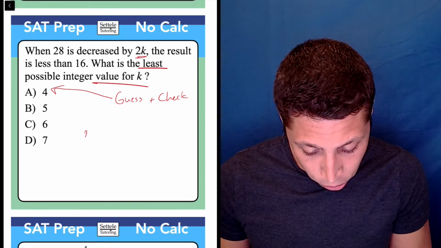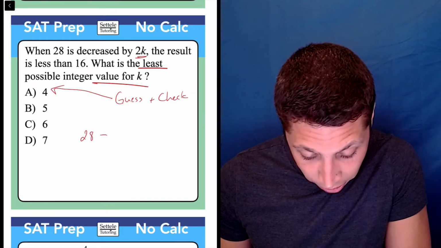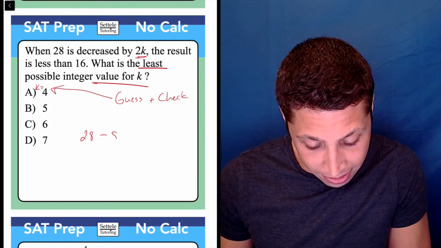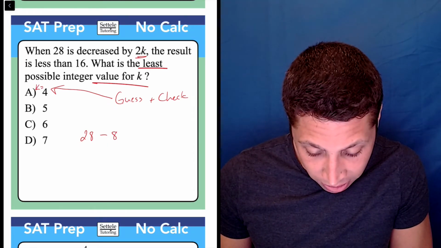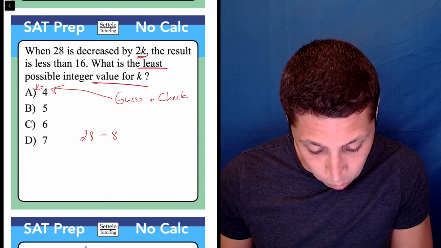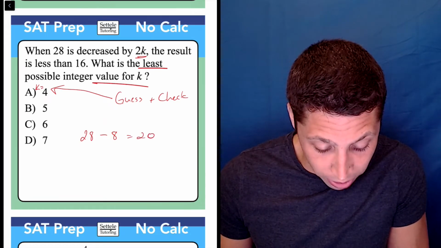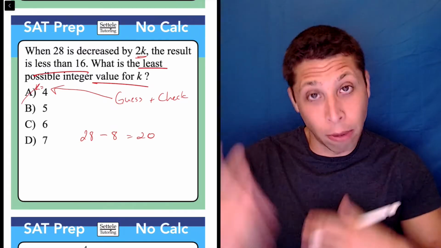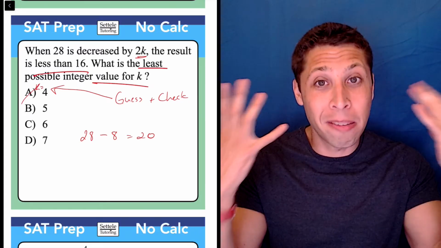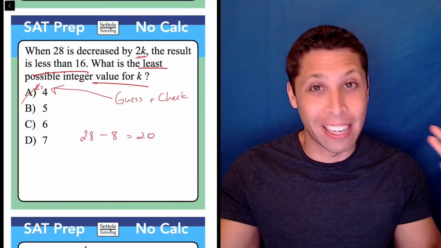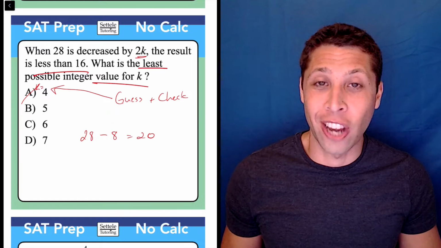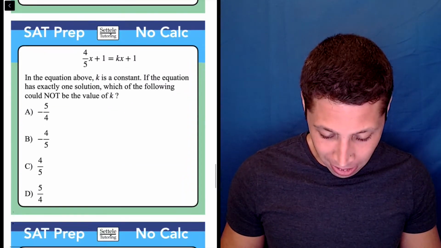Let's just see. When 28 is decreased by 2 times k, so if this is k, then 2 times k is 8, the result is less than 16. Okay, so 28 minus 8 is 20. That is not less than 16, so I would know that A is wrong. And I would just continue from there doing the same thing. But that to me was so easy to think about, right? 28 minus 8, anybody can do that. So hopefully you would do the same thing here and guess and check instead of creating an equation.